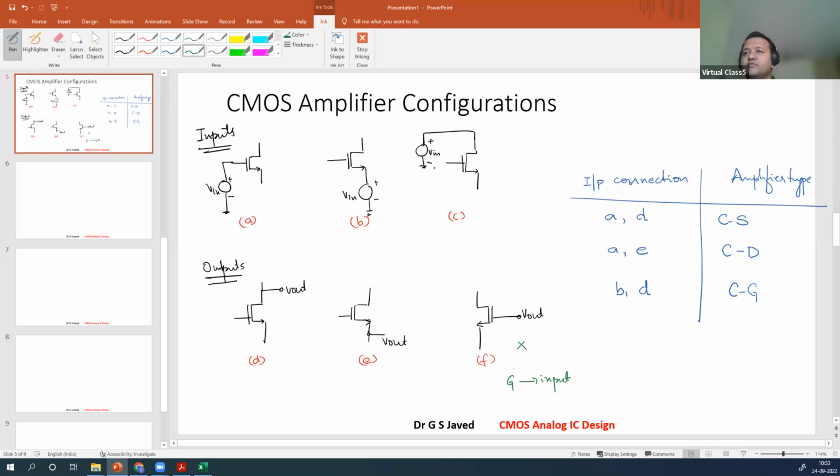Another option you will rarely see, I said rarely, it's not that impossible, is C, that is input given at the drain, right? Typically drain is used as an output. So you will not see option C being used. Now coming to the source, right? Source is one place where both input can be given and output can be taken. So you will actually see source appearing in both configurations. Okay.